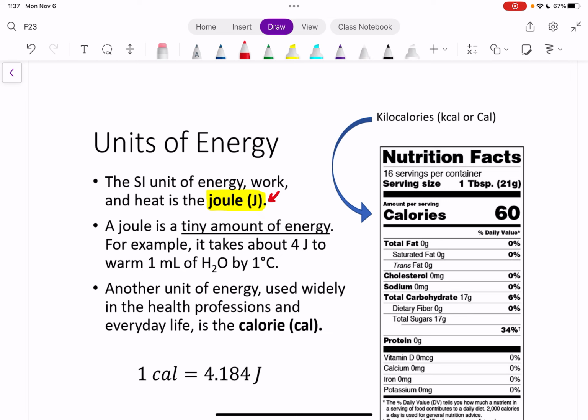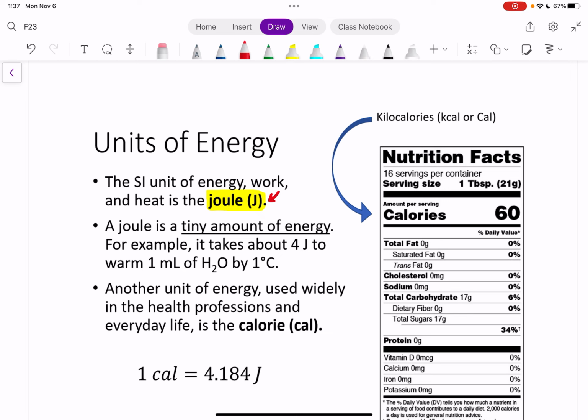So for instance, we can put kilo in front of joule, and that turns into a kilojoule. But a joule is a very tiny amount of energy. It's really, really small. For instance, it takes about 4 joules to warm just 1 milliliter of water by 1 degree Celsius. So that's not much energy.